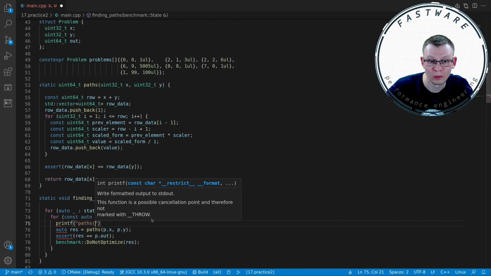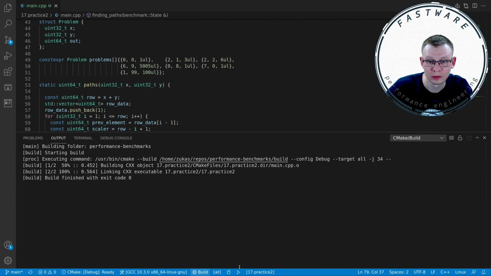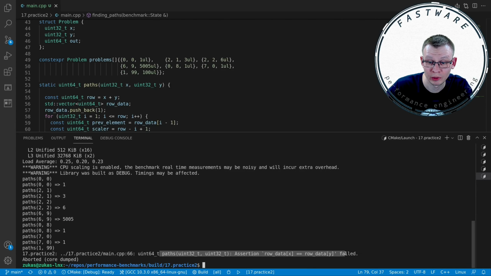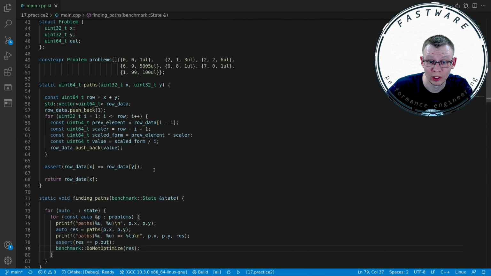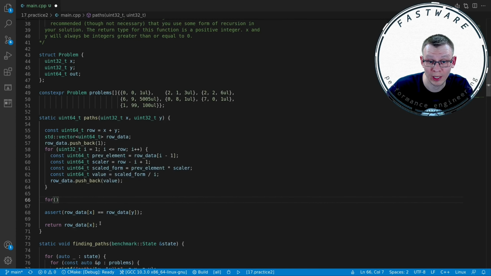Now, with my mandatory printing, I will try to test this particular implementation, as I think it looks pretty nice. It's obviously very different from what I've done before with the factorials. However, I ran into a problem again, where the row data at X and Y assert that they are not the same. So I need to debug, find out what actually is happening and what am I doing wrong.